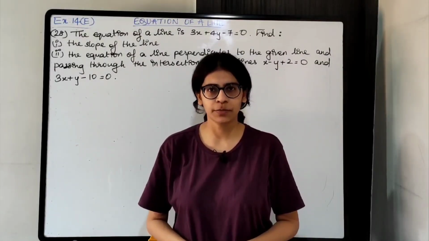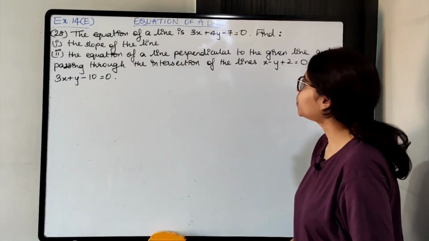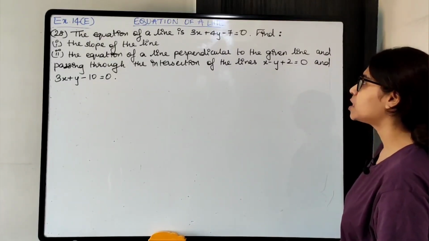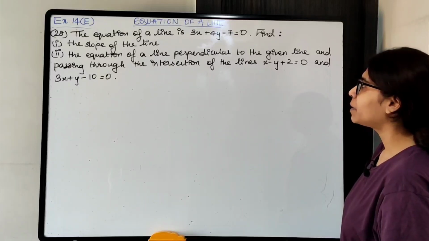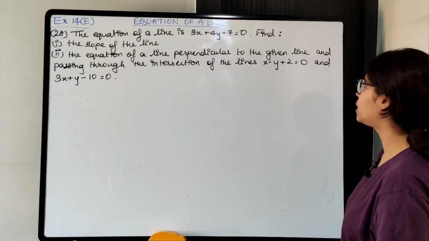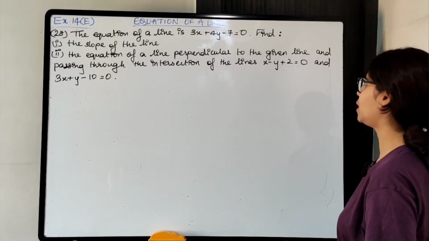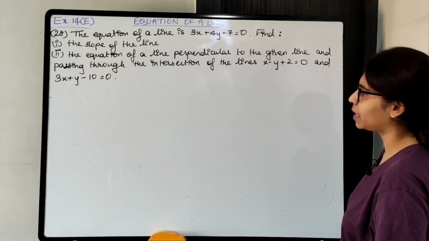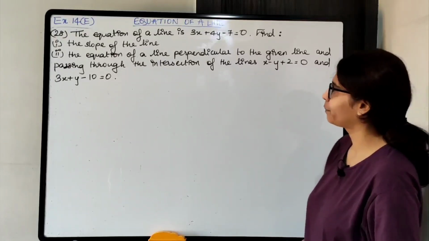Next question, question number 28. The equation of a line is 3x plus 4y minus 7 equal to 0. Find first part the slope of the line. Second part the equation of a line perpendicular to the given line and passing through the intersection of the lines x minus y plus 2 equal to 0 and 3x plus y minus 10 equals to 0.